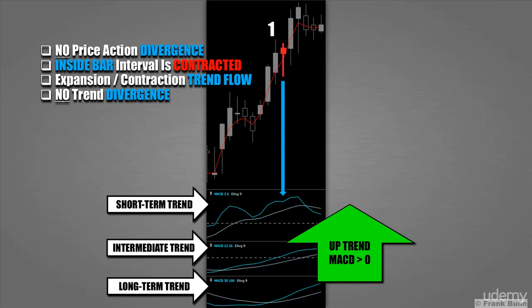Next, we have the inside bar, which is contracted, as we can see here with the 3/6 MACD indicator. We also have our proper expansion and contraction trend flow. Furthermore, we have no trend divergence. That is, the 3/6 MACD is at its highest high since crossing the zero line. Furthermore, we have a contextual uptrend with all of our MACDs being greater than 0. We also have the proper momentum. All of our MACDs are over the signal lines. This applies to the short, intermediate, and long-term trends, as you can see here.